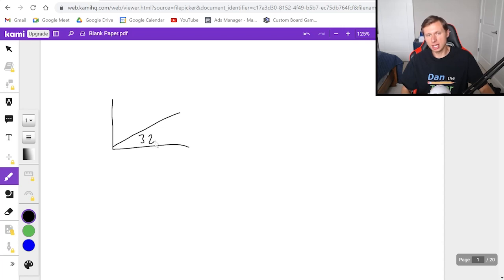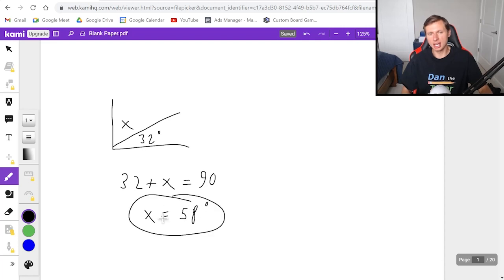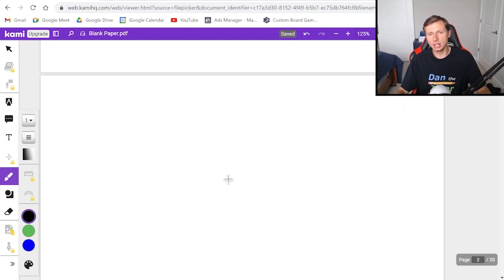I'm going to tell you this angle is 32 degrees, and I would like to know what this angle is. Let's call it X. Since they add up to 90, pretty straightforward, 32 plus X must equal 90. Just subtract 32 from both sides, X is going to equal 58 degrees. And that's how you find the missing angle. And again, if you're unsure, you can always check your work by doing 32 plus 58, and it needs to equal 90, which it does. So check. Very good.